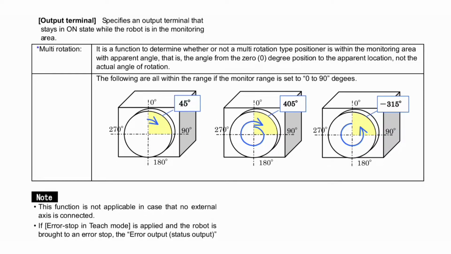Multi-rotation. It is a function to determine whether or not a multi-rotation type positioner is within the monitoring area with apparent angle, that is the angle from the 0 degree position to the apparent location, not the actual angle of rotation. The following are all within the range if the monitor range is set to 0 to 90 degrees. Here you can see angles of rotation. Many angles are present here. That's why it is called multi-rotation.